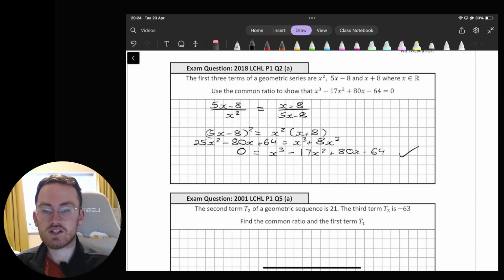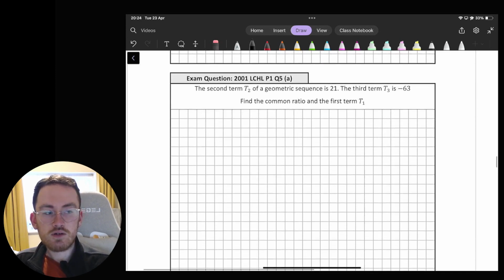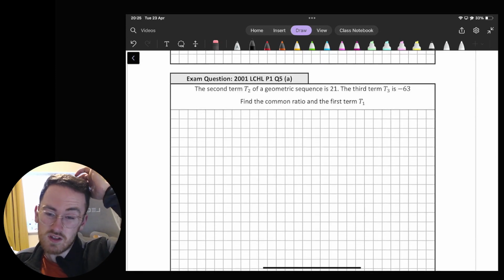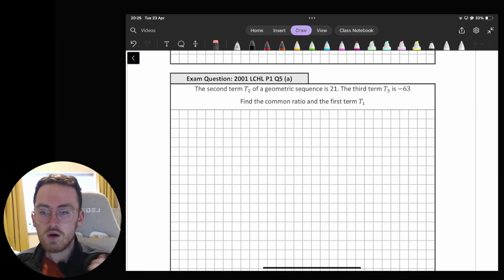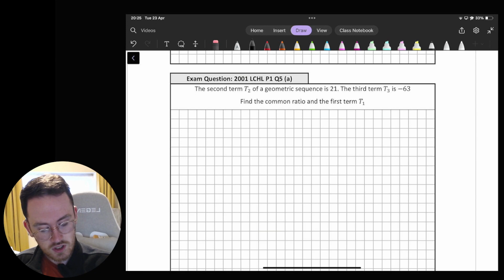The second term of a geometric series is 21, the third term is minus 63. Find the common ratio and the first term. Well, in this case I'm given consecutive terms, so I know that t3 over t2 is going to give me my common ratio.